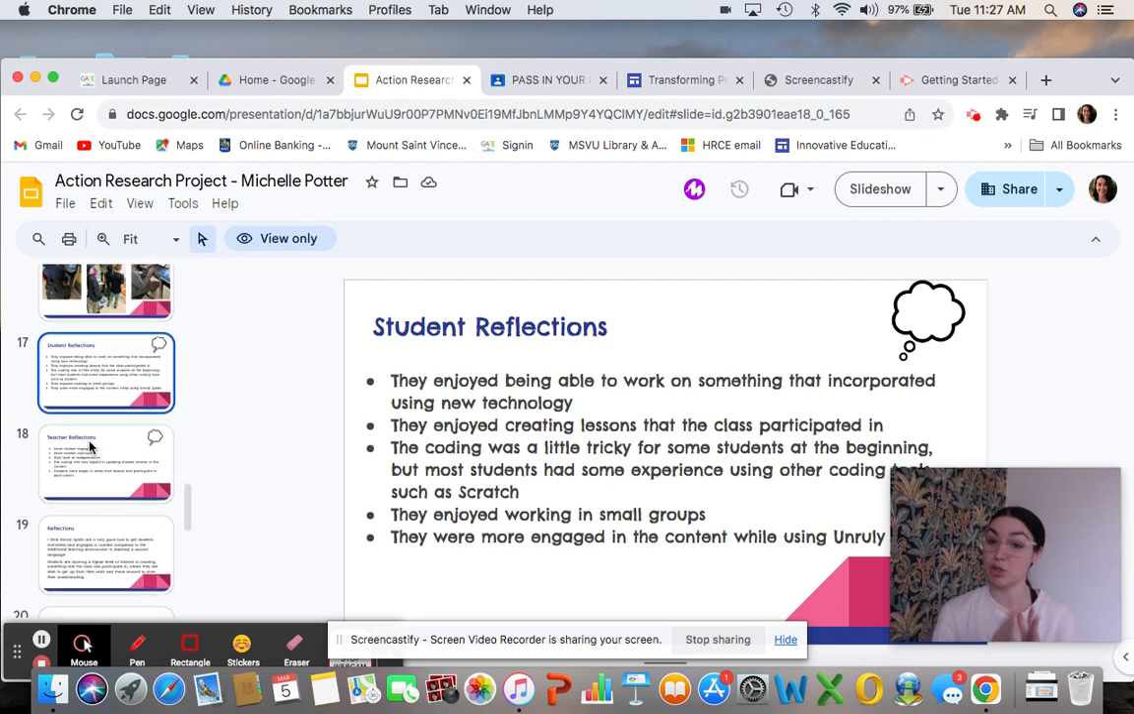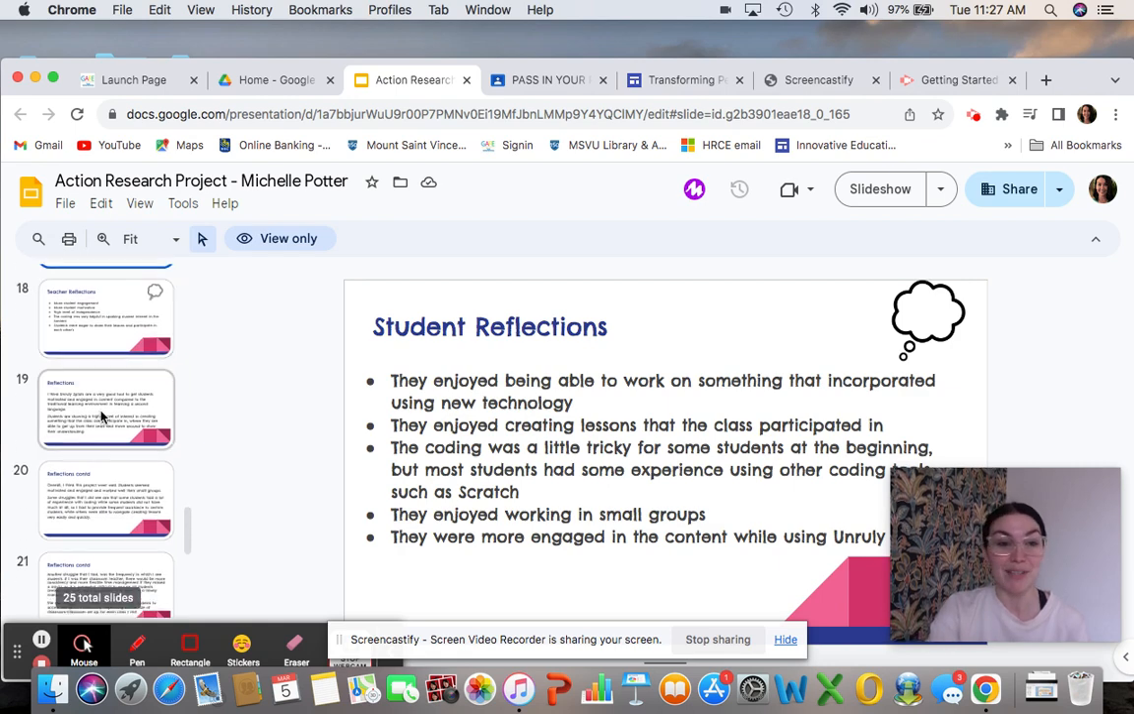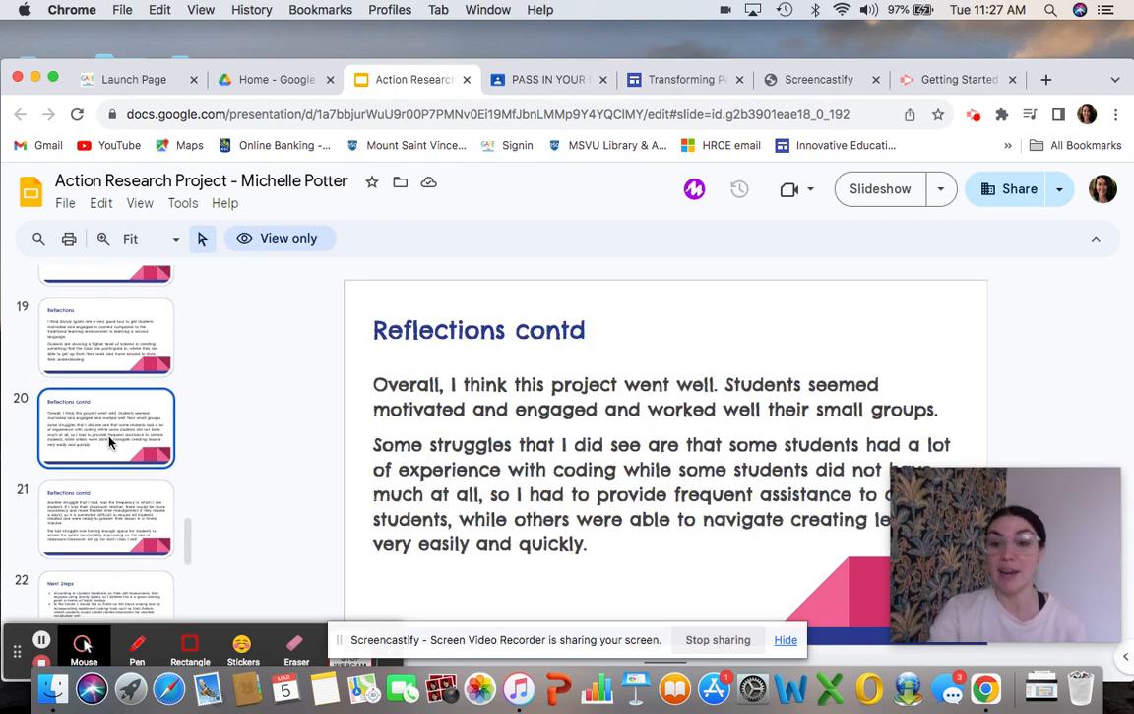The coding was a little tricky for some students who didn't have that much experience. And students who did have a lot of experience by playing coding games like Scratch, they were able to help each other out. They were definitely more engaged than they had been previously. So that higher level of interest was there. I definitely found it to be more engaging and motivating and a higher level of interest for students.